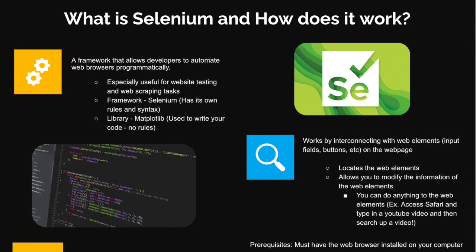Okay, what is Selenium? Selenium works by interconnecting with web elements, for example, fields and buttons. You interconnect with these web elements on the web page by locating them using IDs, class names, or attributes. You can modify the information of the web elements. For example, when you open Chrome, there's a field where you can enter YouTube by typing www.youtube.com, right? So that's a field. You can target that field and locate the web element using Selenium, allowing you to modify and find the field to enter YouTube.